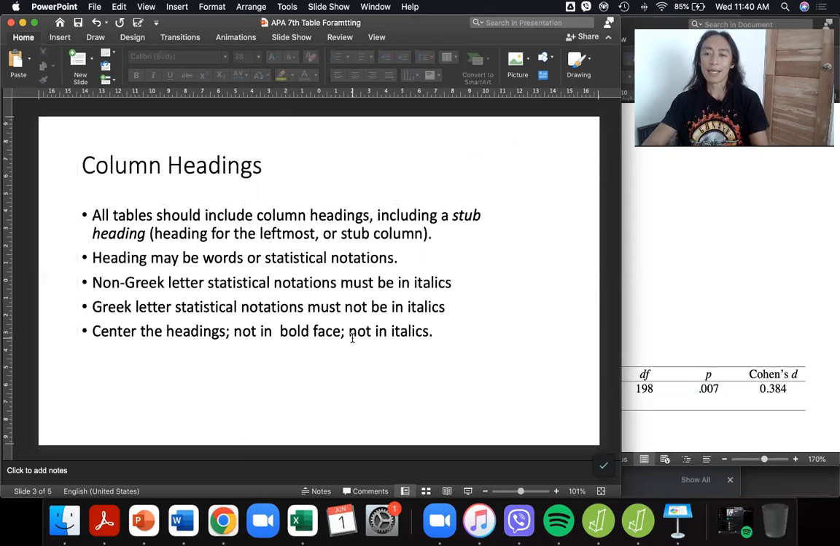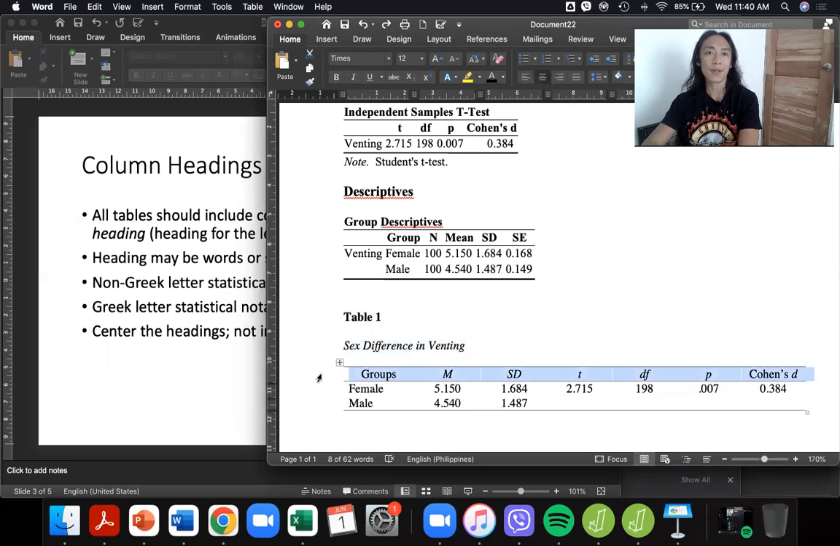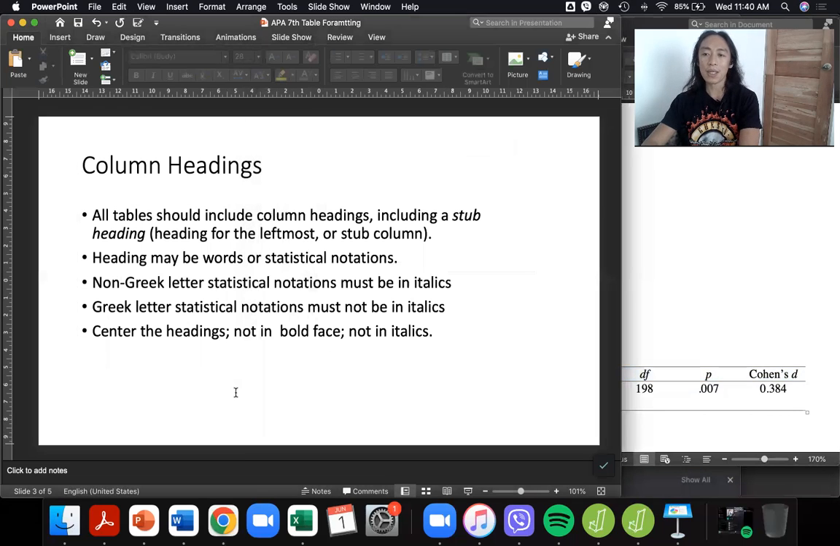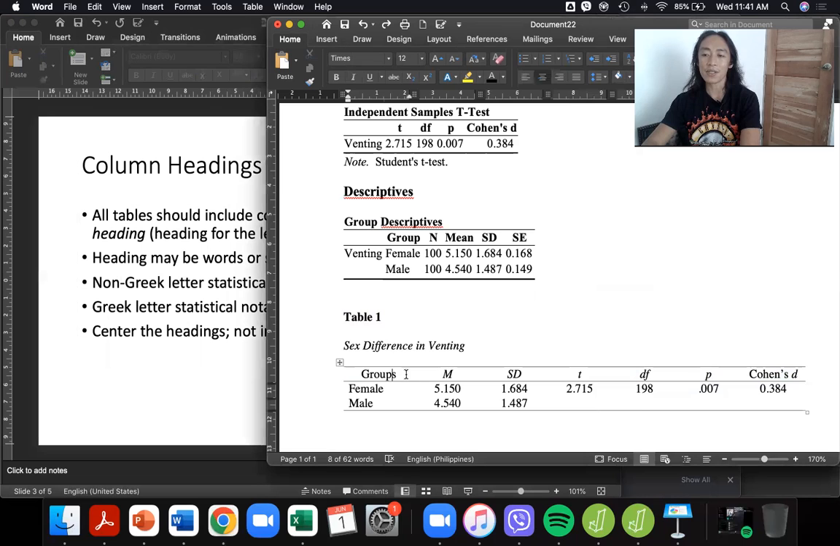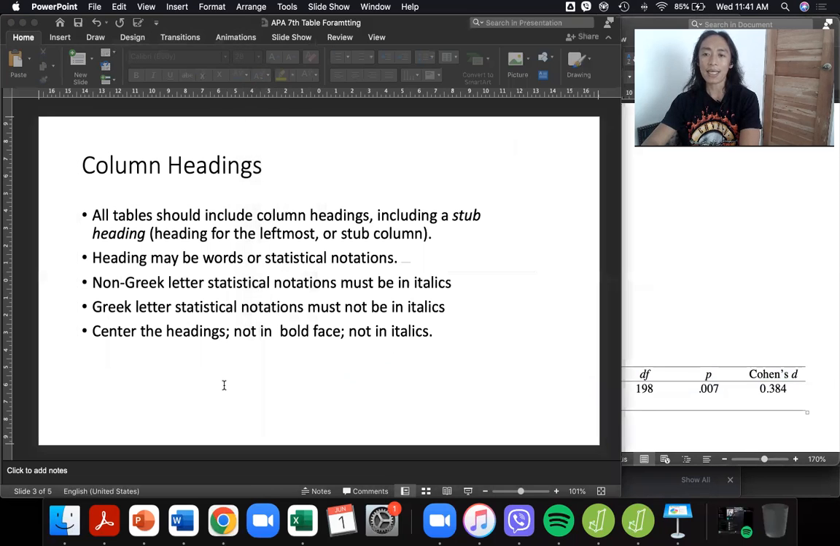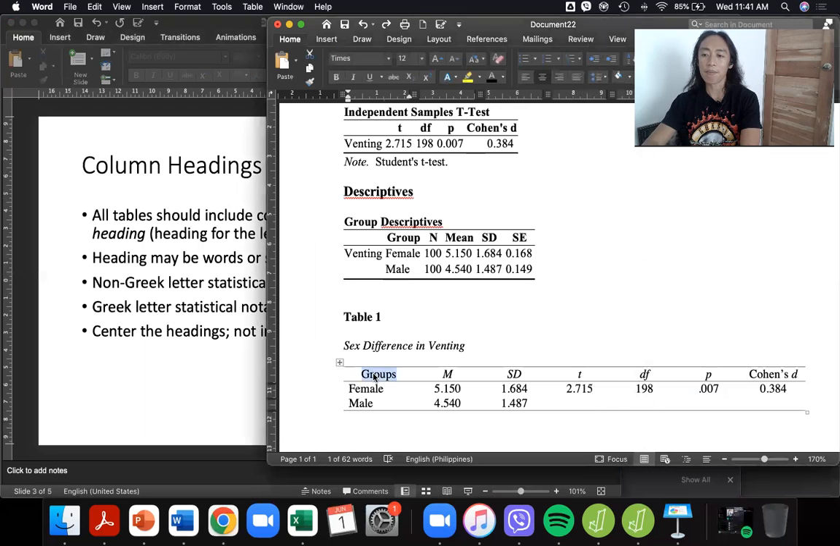Okay. Next, in terms of column headings, so these are the column headings. All tables should include column headings, including a stub heading. So this is your stub heading. The stub heading is basically the heading in the leftmost column. So this is our leftmost column, and there should be a heading here, because normally some individuals or some students do not put a heading here. There should be a heading even for the leftmost column. And as you can see, all of the columns do have headings. All right.